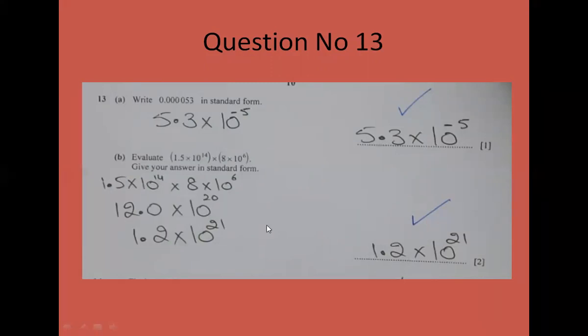So here you have 1.5 into 10 power 14 multiplied by 8 into 10 power 6. So you multiply 1.5 with 8 and you get 12.0 into 10 raised to the power. The powers will add up. So 14 plus 6 becomes 20. So you will have 12 times 10 to the 20. When you convert it into standard form, the decimal will move one step to the left. So it will become 1.2 times 10 to the 21. 1.2 times 10 to the 21 is the answer. So this is how you do question number 13.